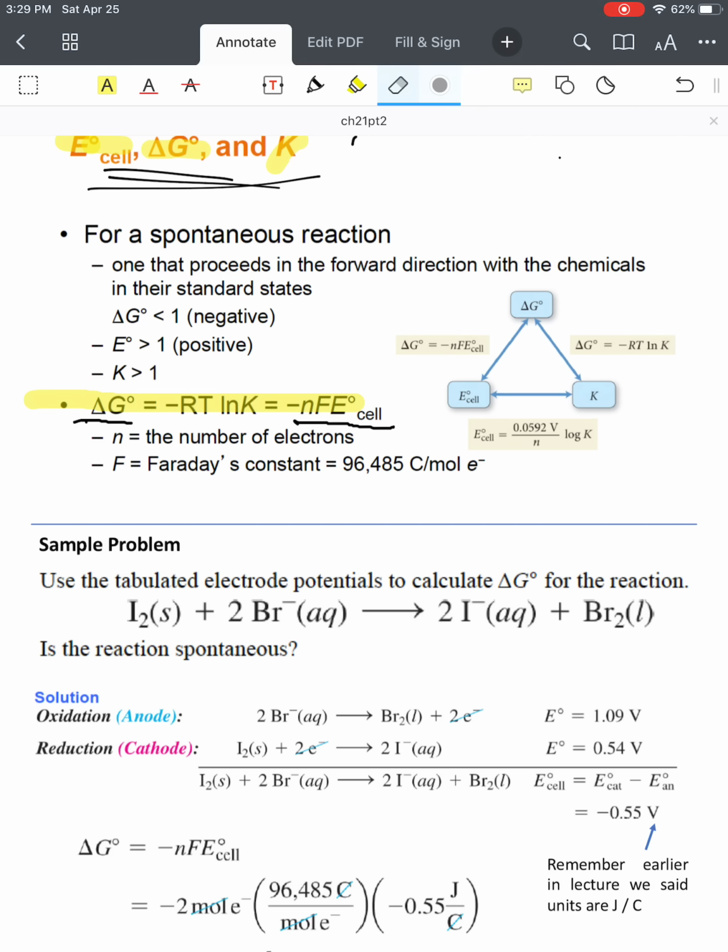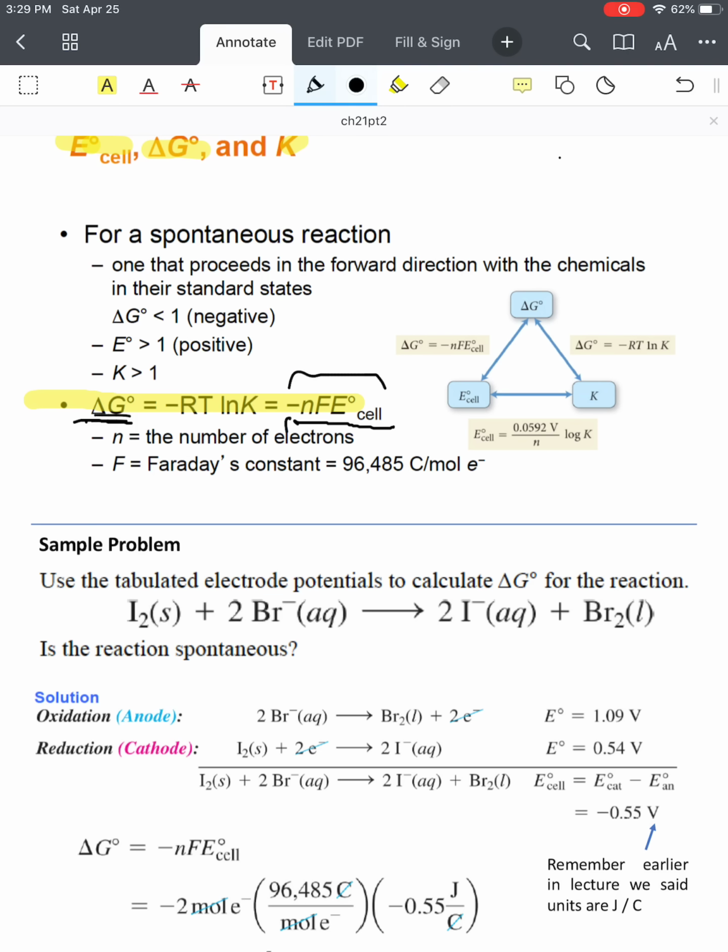But that's what n is. It's the number of electrons transferred in the reaction. So we can relate delta G for our reaction, the change in Gibbs free energy, and that predicts spontaneity, remember? If delta G is negative, the reaction's spontaneous. But we can relate that to the standard cell potential as negative nFE.